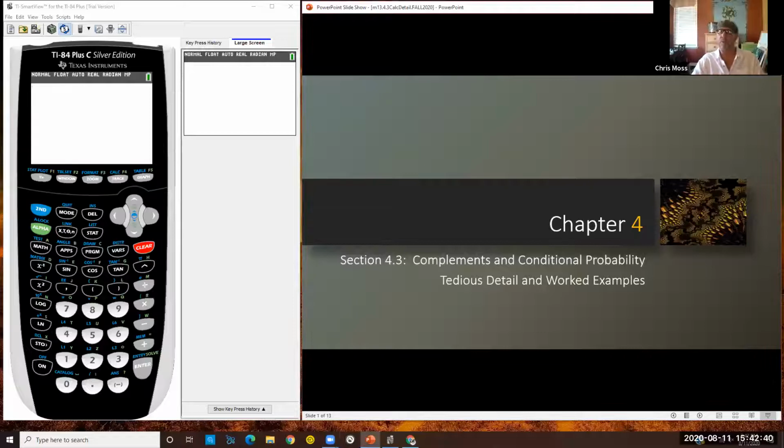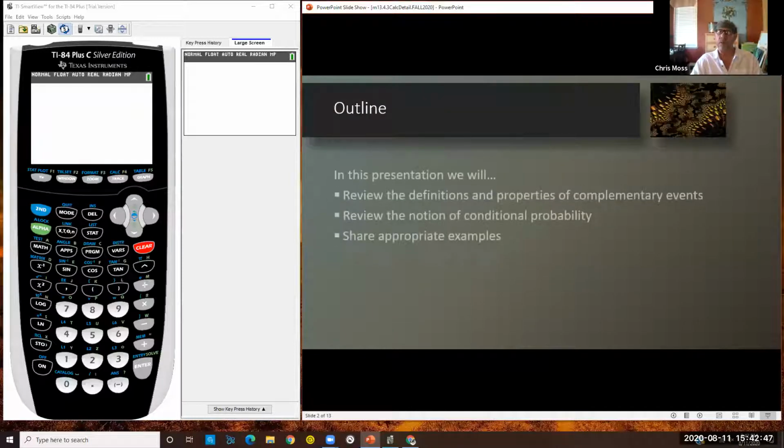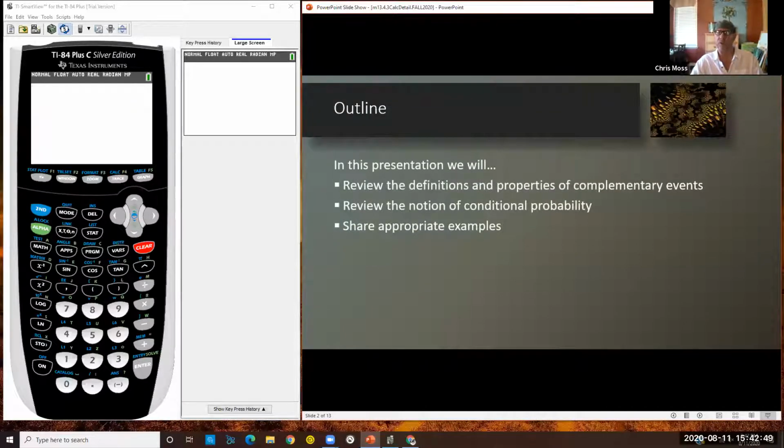All right, 4.3, complements and conditional probability. We have some worked examples for you here. So I'm going to review the definitions and properties of complementary events. We're going to review then the notion of conditional probability. And as we work through this, we're going to share appropriate examples. So how does this play out?